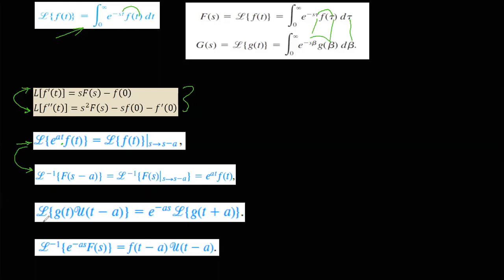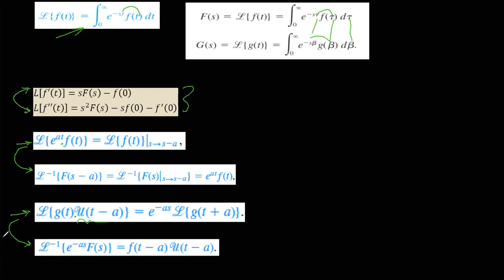Then we moved to find the Laplace transform of a product between two functions, one of them being the unit step function. We call this the second shifting theorem, which is shifting on the t-axis, and we studied its inverse in this formula. Don't forget we also studied two tables, one for Laplace transform and the second for the inverse Laplace transform.